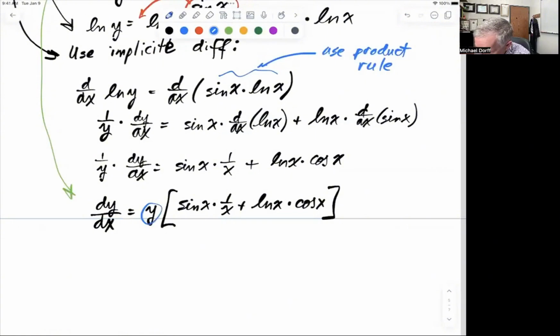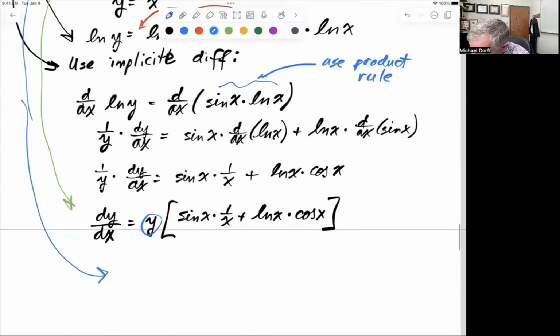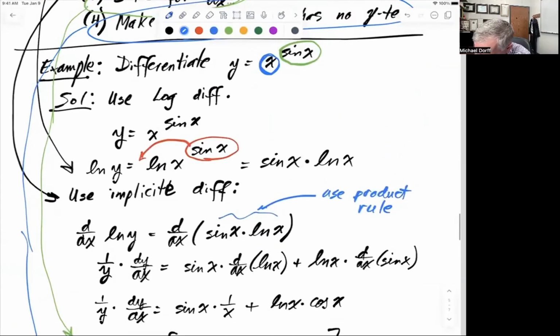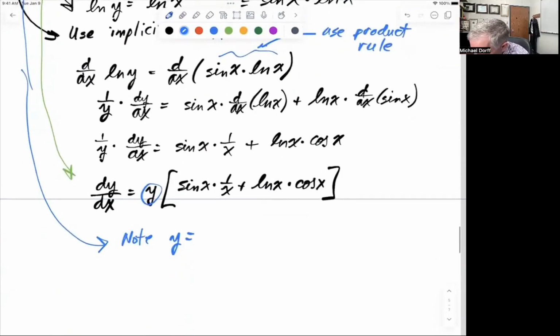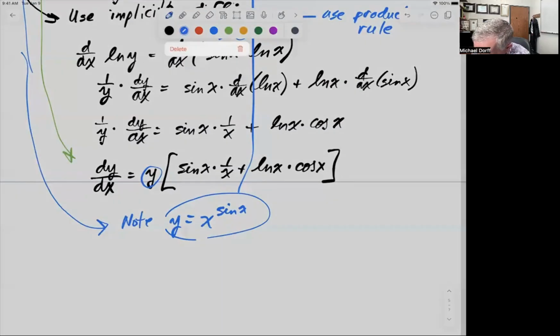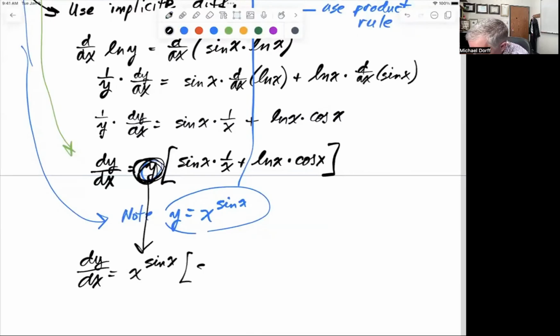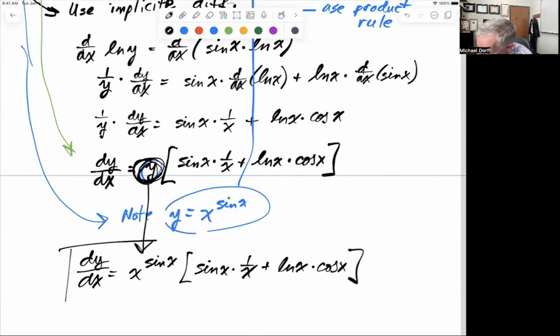Well, we have a y here. So to do that, I've got to rewrite that y. What does y equal? If we go back to the very beginning here, y equals x to the sine x. That came from up here. So then we're going to replace that in here to get dy dx equals, so here we had y, but now we're going to put in x to the sine x, and then we're going to just copy what we had before to get this. And that's my answer. All right.